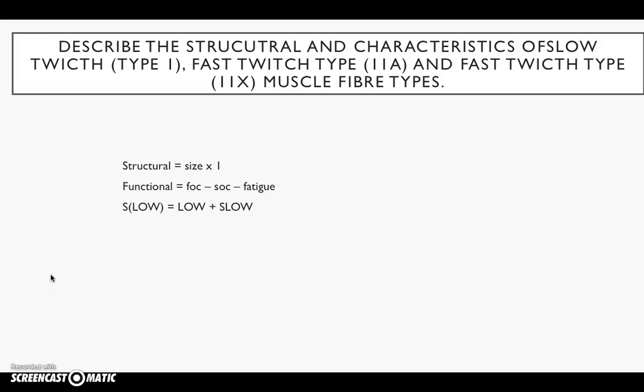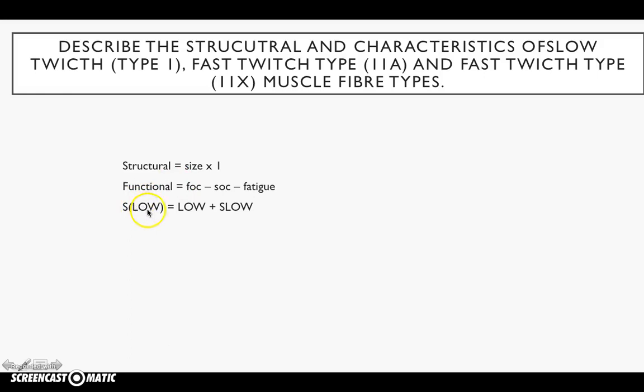Describe the structure and characteristics of slow twitch type 1, fast twitch type 2A and fast twitch type 2X muscle fibre types. So this is how we're going to remember it. Structural, first of all, you've got to talk about size, times 1. So the size of the muscle and then 1 structural component of that. Functional, remember we changed functional into functional, and then you've got FOC, fatigue.